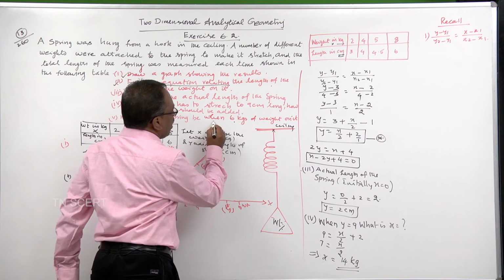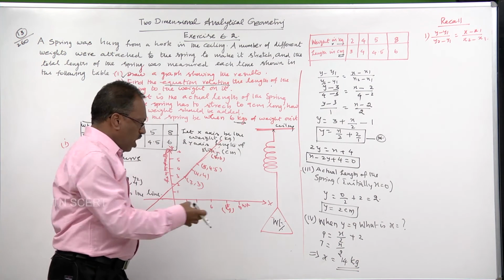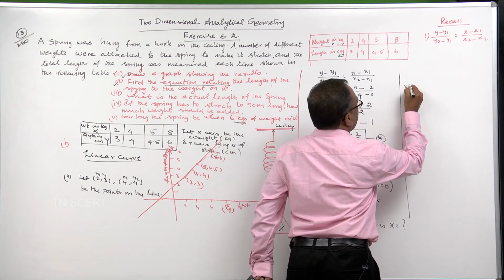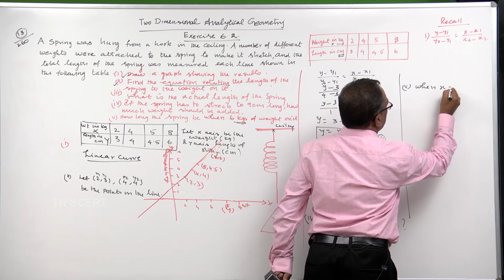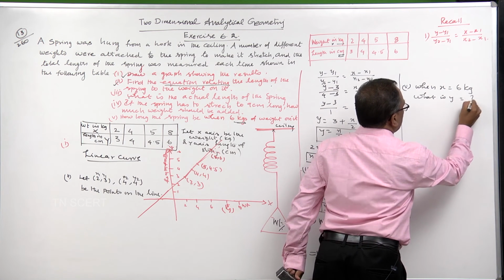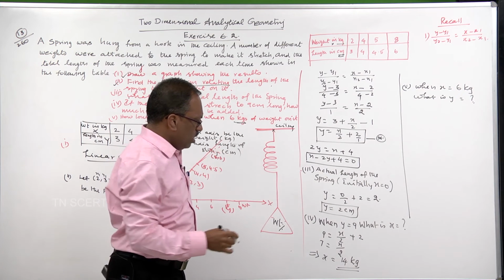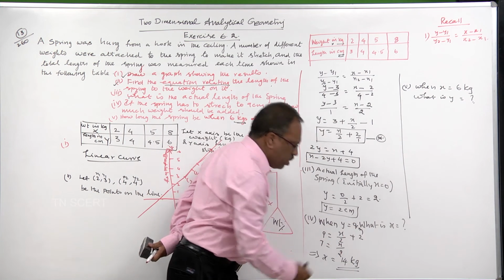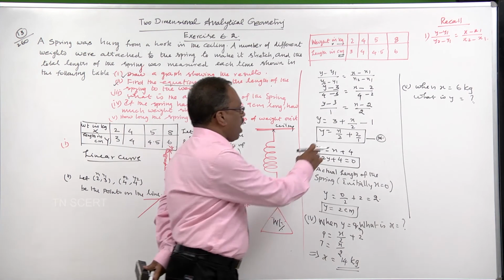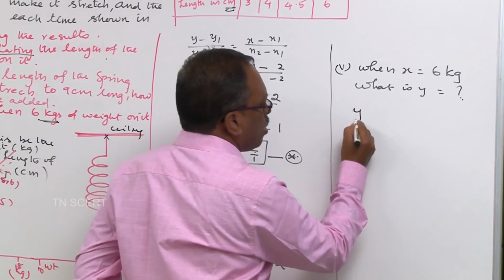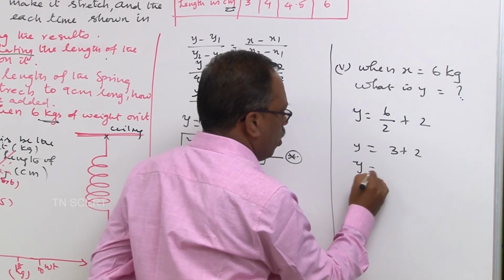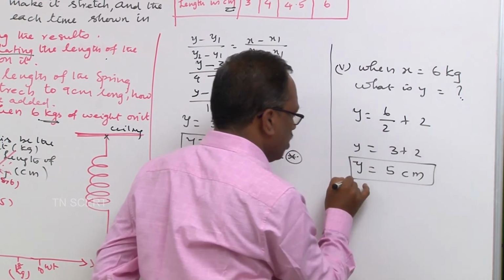How long will the spring be when 6 kg of weight is put on? The fifth question: when x is equal to 6 kg, what is y? We have to calculate it in terms of centimeter. The 9 centimeter was for x as 14 kg. If I put x is equal to 6 kg, how much is y? I have to once again substitute over here. So, y is equal to 6 by 2 plus 2, which is 3 plus 2. That means y is equal to 5 centimeter elongation.